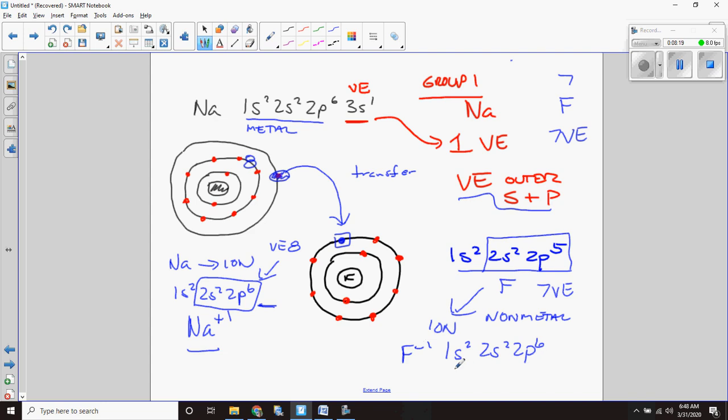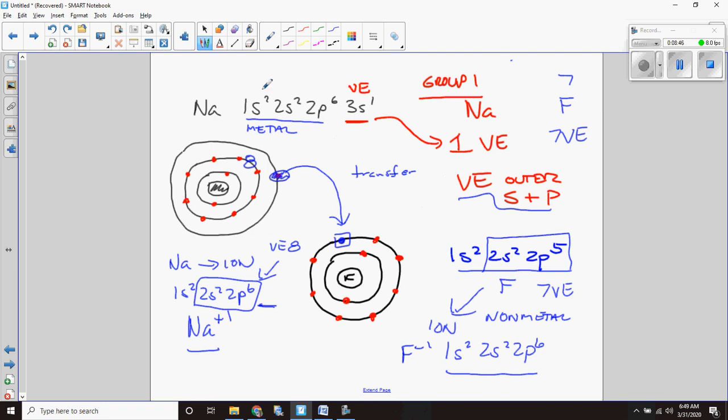Fluorine has an extra electron, and when it's done, guess what? It turns out to have exactly the same electron configuration as our sodium does. So fluorine can get the electron configuration of a stable noble gas when it forms a compound by grabbing an extra electron. So we can use electron configuration when we're talking about ions.